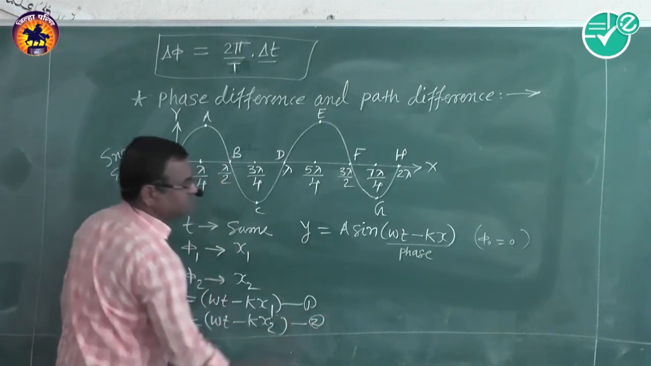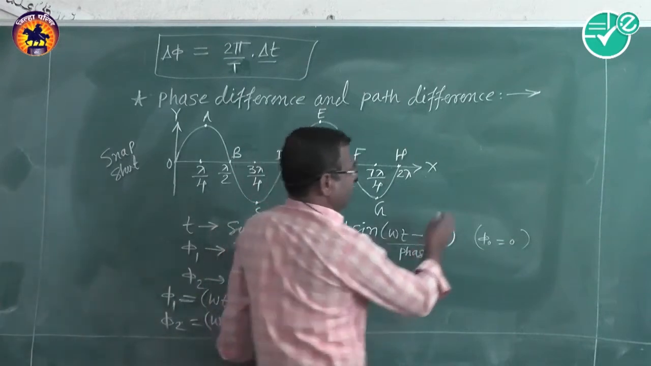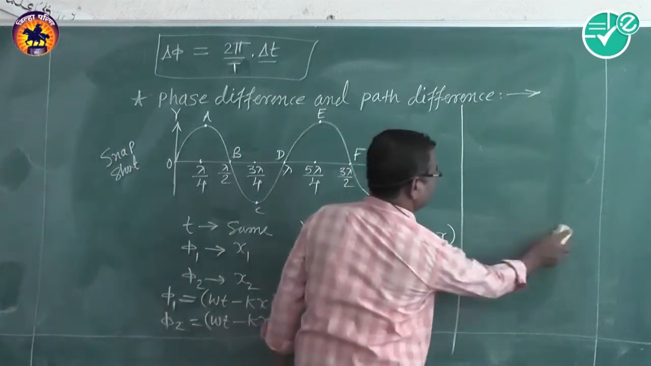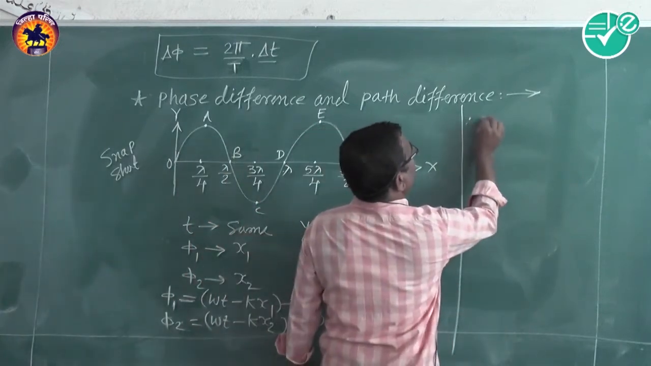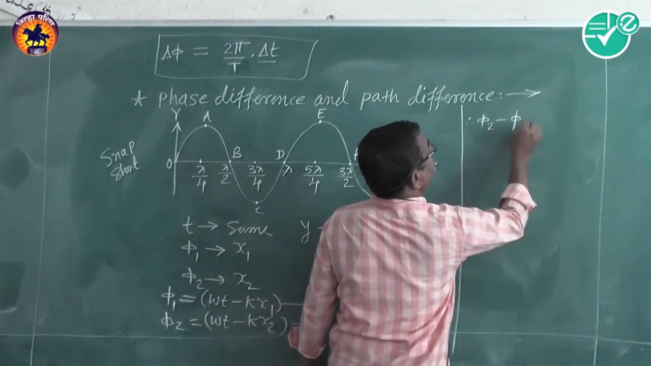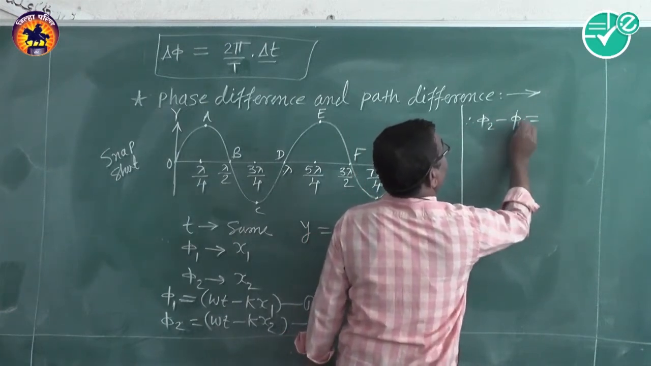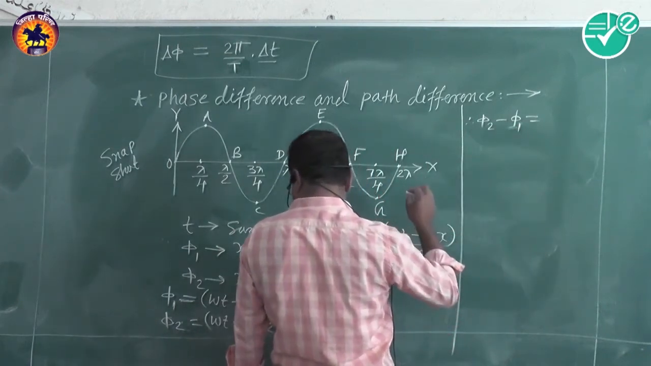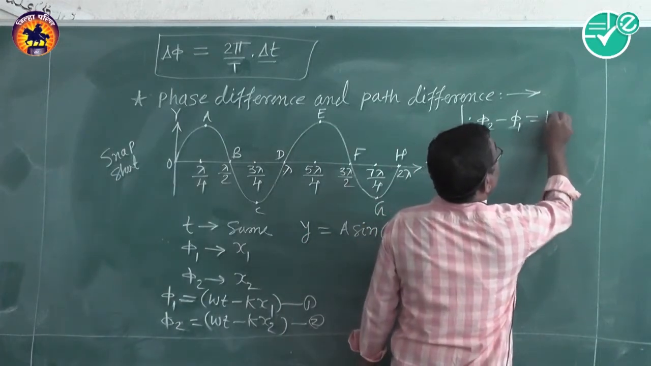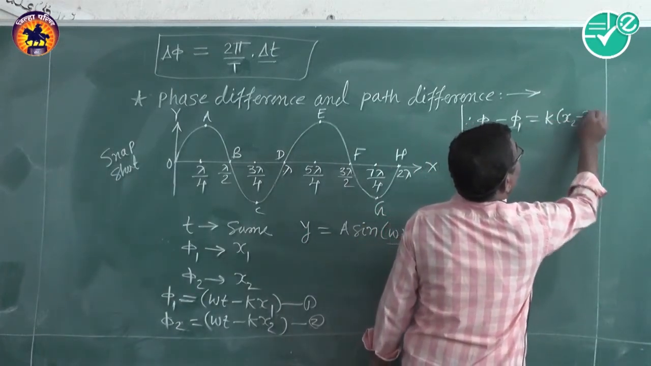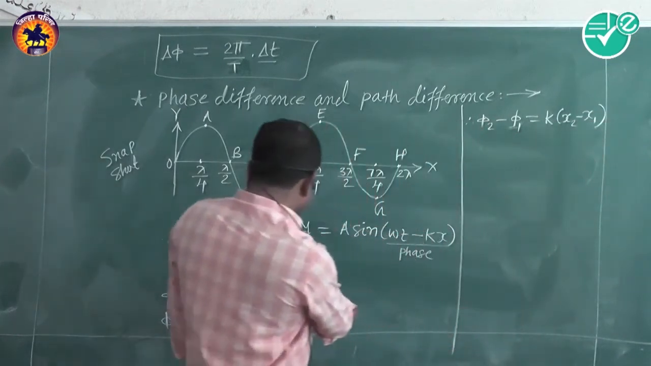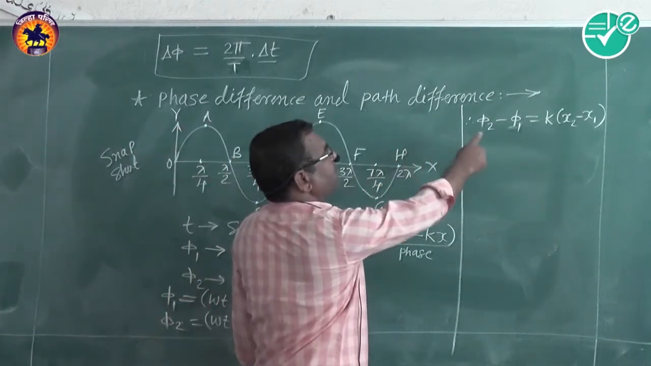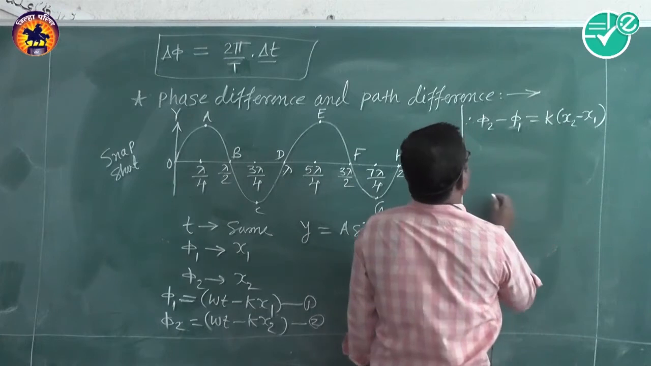Equation number 2. If we are given the difference of these two, therefore phi 2 minus phi 1 becomes k into x2 minus x1. If we are taking the difference between phi 2 minus phi 1, then the equation becomes phi 2 minus phi 1 is equal to k into x2 minus x1.